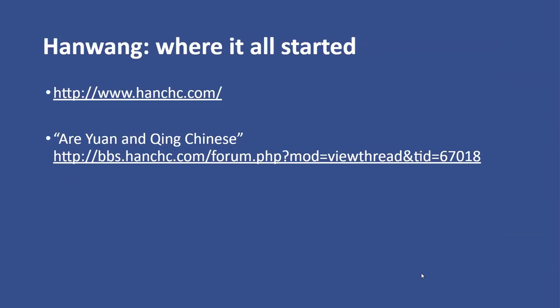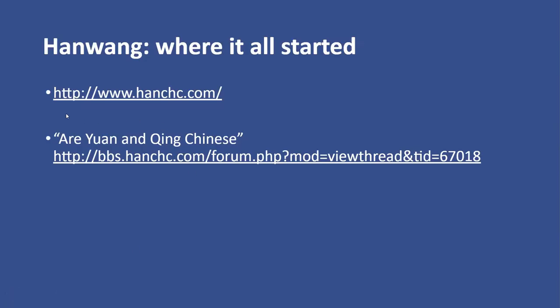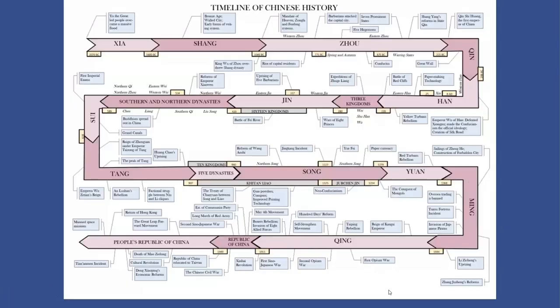You cannot truncate the Manchurian Qing dynasty from any discussion of Chinese history, the history of Chinese clothing, and expect it to be legitimate and informative. Here is Hanwang, and this literally asks people, do the Yuan dynasty and the Qing dynasty count as Chinese? Are they part of Chinese history? Well, of course they are.